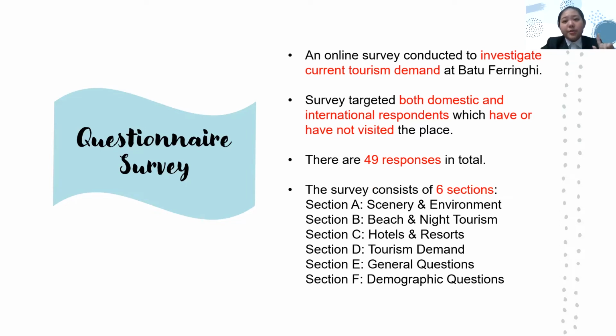Section A, scenery and environment. Section B, beach and night tourism. Section C, hotels and resorts. Section D, tourism demand. Section E, general questions regarding their intention to revisit the place and whether they decide to promote the place or not. And Section F, demographic questions.